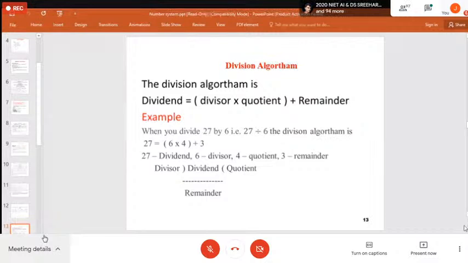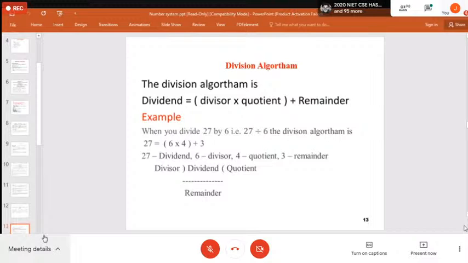So in this example, 27 is called the dividend, 6 is the divisor, 4 is the quotient, and 3 is the remainder. All these are mentioned in your slide. In the division procedure, all students have understood which one is the dividend, which is the divisor, which is the quotient, and which is the remainder. Okay, so this one is the division algorithm.